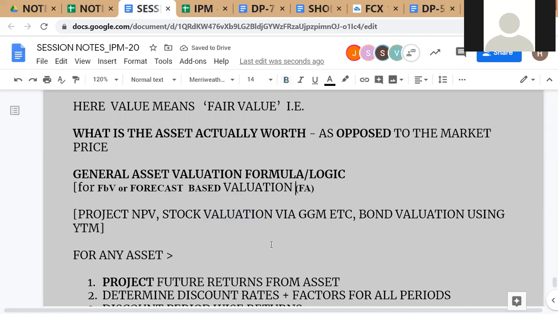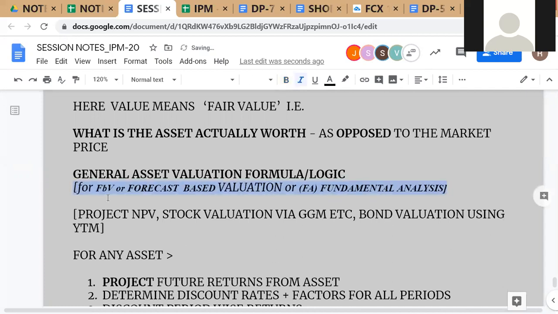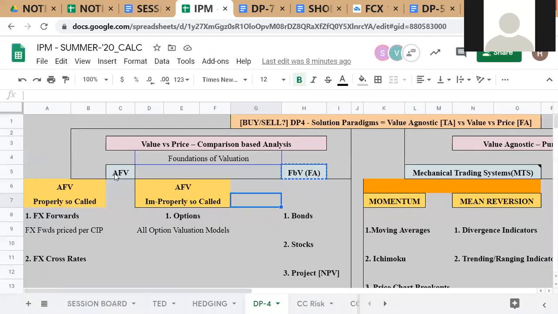I'm just going to write FA once and not explain it every time, but when we say FA, we are talking about fundamental analysis. We'll explain further what that means. This framework that we have applied is only for this part. Why am I writing this qualification? Because this general asset valuation formula applies only to this kind of approach to valuation. It does not apply to this side of the tree. We will discuss AFV later on.